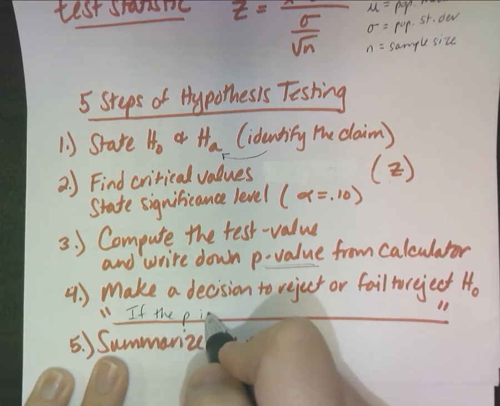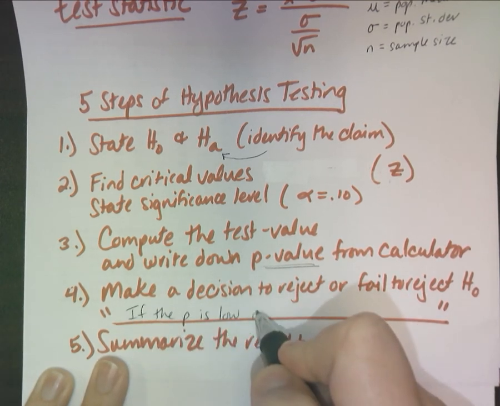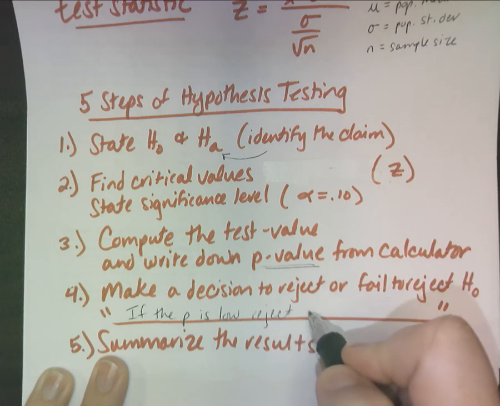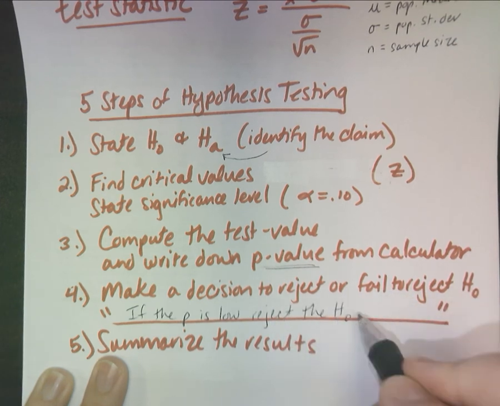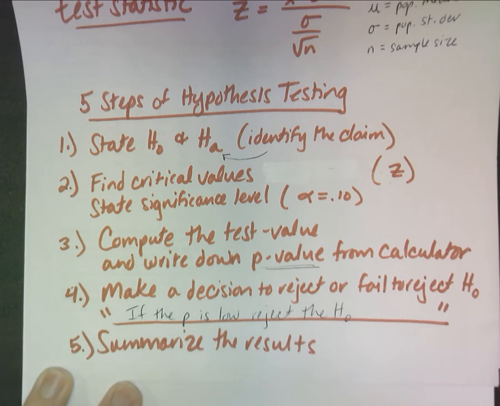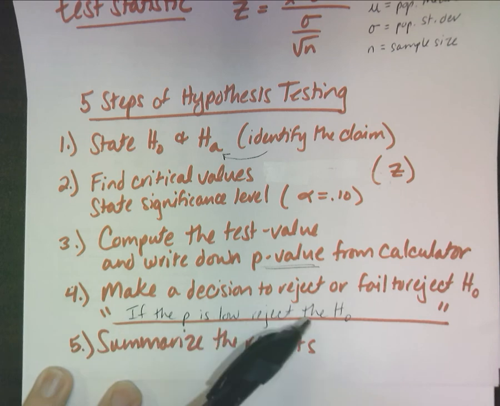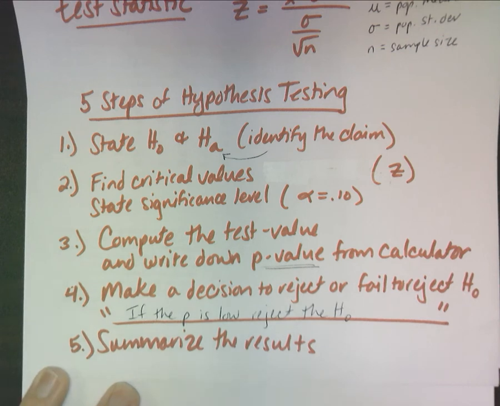If the p is low, reject the H0. I'm sorry, it sounds inappropriate, but this is how we remember it. If the p is low, we're going to reject the H0, the null hypothesis. This phrase should only be said when using a test for a mean or hypothesis testing. And after we're done, we're going to summarize the results.